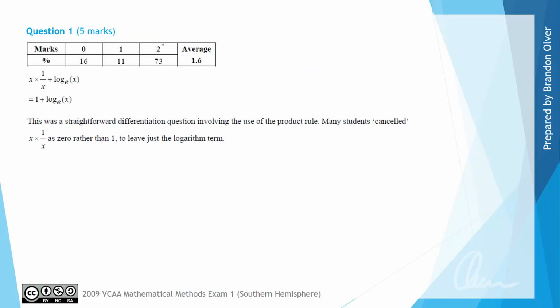From the examiner's report you can see that 3/4 of students got this answer fully correct, and that it was a quite straightforward differentiation question which involved the use of the product rule. One thing that was done poorly is many students simplified x times 1 over x as 0 rather than 1. So just be careful when you're simplifying fractions. When that occurred, all that was left was the logarithm term, which wasn't the correct answer to this problem.